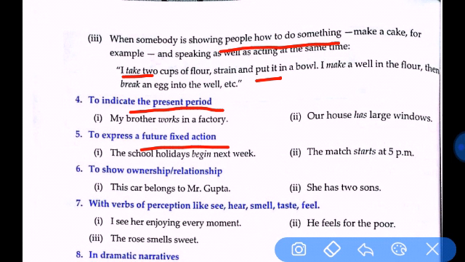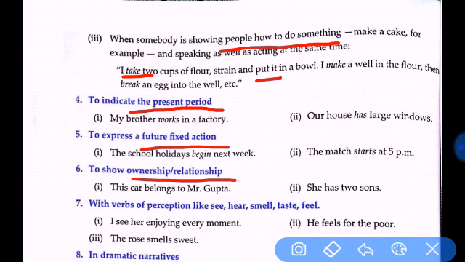Second one is to show ownership or relationship. Say something that you own. Say you have a car with you, you have a computer with you. So to say that you own it. So this car belongs to me, or this computer belongs to my brother. So something to show the relationship or the ownership.